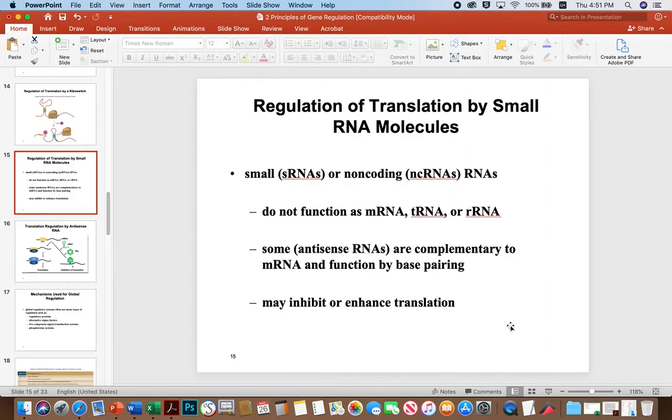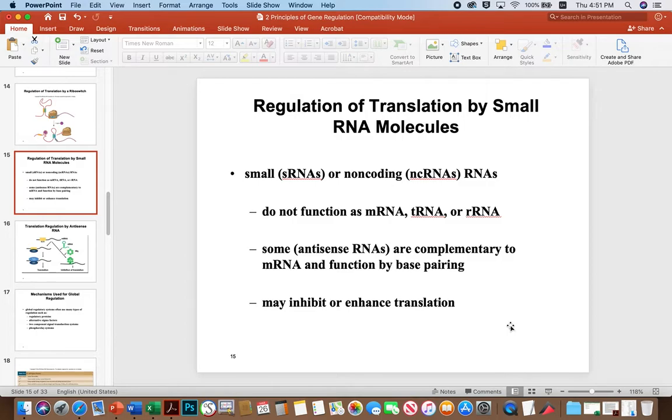Regulation of translation by small RNA molecules. I've already alluded to this earlier when I was talking about the 3' untranslated regions of messenger RNA transcripts, and those can sometimes serve as a source of the small RNAs for gene regulation. But anyway, small RNAs or non-coding RNAs don't function as messenger RNA, tRNA, or ribosomal RNA.